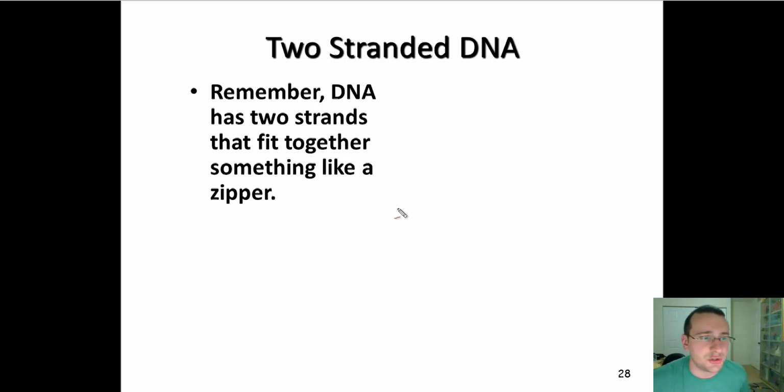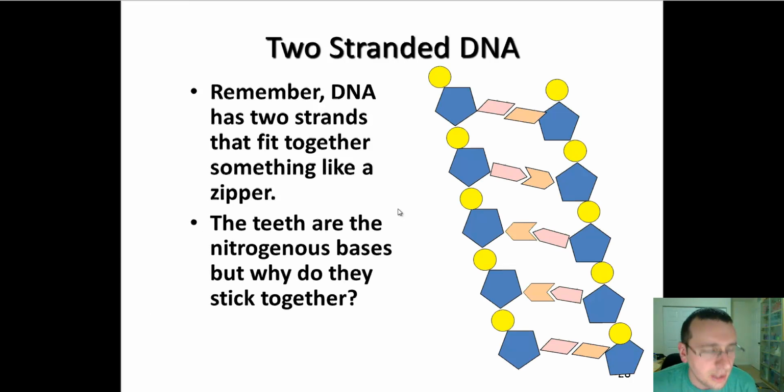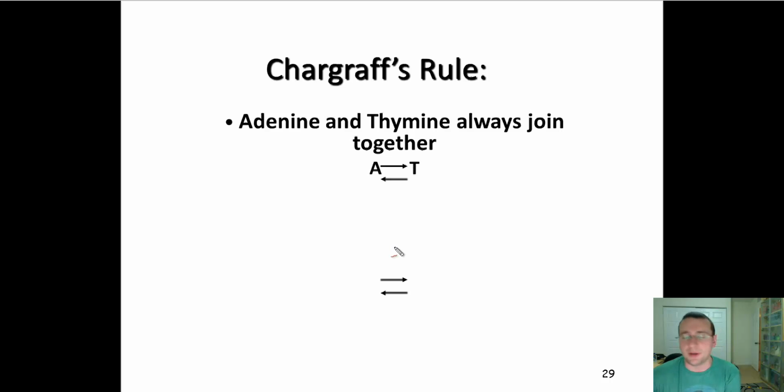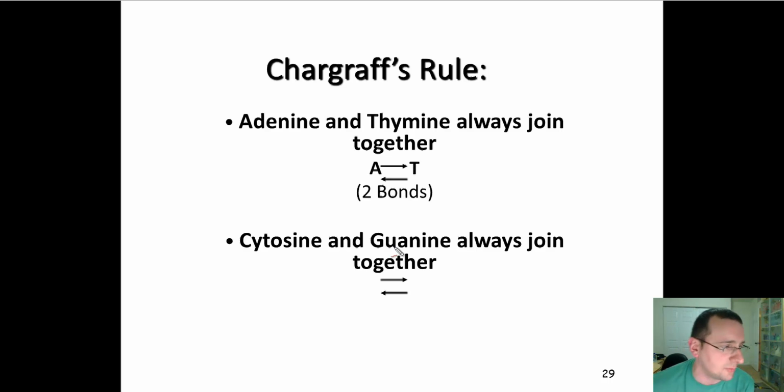Now, remember that the two strands fit together like a zipper. That means the two strands you just saw are attached at the middle here. Each base, each tooth, connects to the other tooth. How? Well, let's go back to learning about Chargaff's pairing rules. Remember that adenine pairs with thymine, and cytosine pairs with guanine.